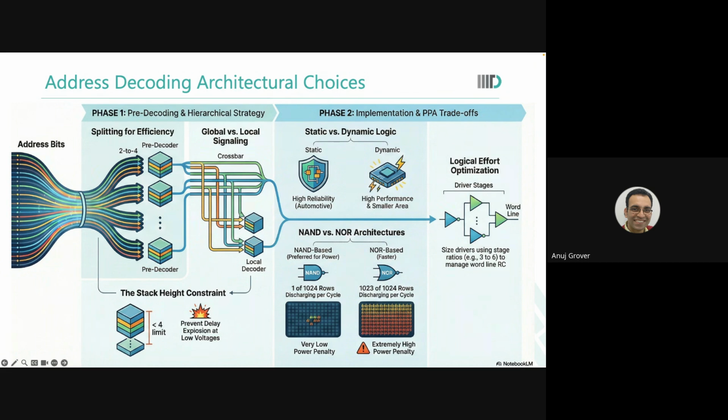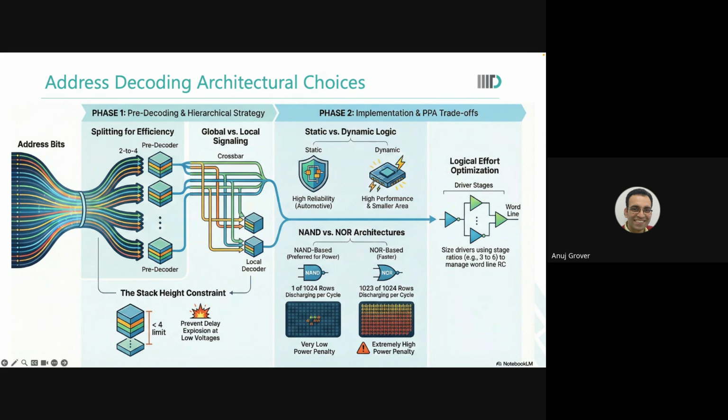Okay. Then we went into the case of architectural choices. We said that the number of pre-decoders that we choose, the number of post-decoders that we choose, how we do the pre-decoding, whether there are 2 to 4 pre-decoders or 3 to 8 pre-decoders, how many of them are there, whether this pre-decoding is dynamic or static, NAND based or NOR based, all these design decisions have a very strong bearing on your memory's PPA.